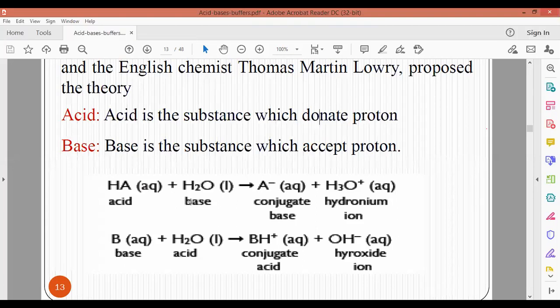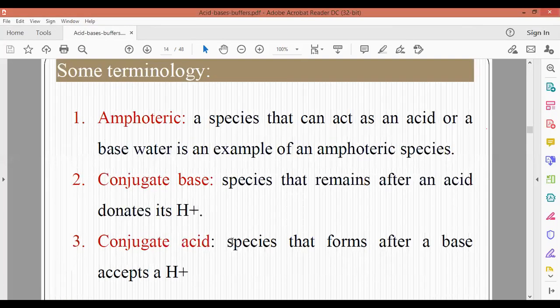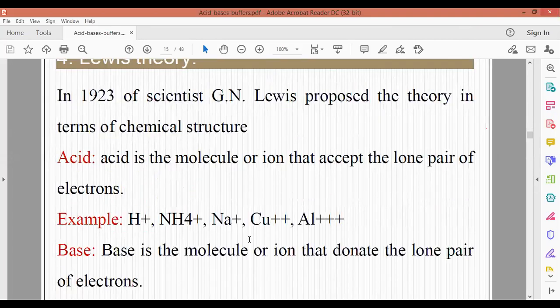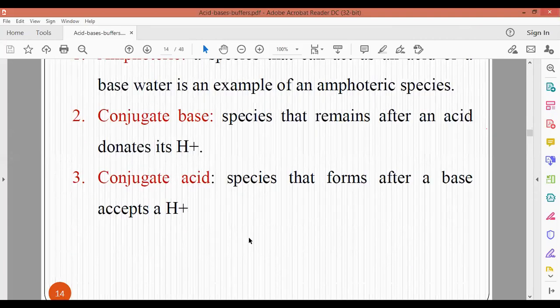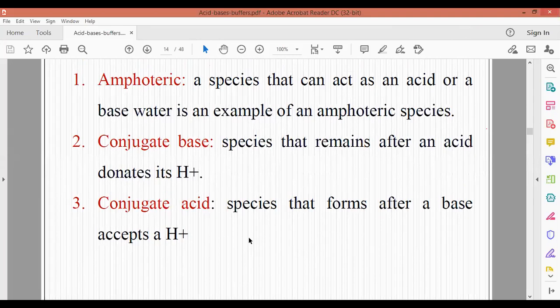OH minus ion. Acid is the substance which donates the proton. Base is the substance which accepts the proton. That is the definition of the acid as well as the base. And after donating the proton, whatever remains is nothing but the conjugate base, and likewise the conjugate acid. This is all about the Lowry-Bronsted theory.